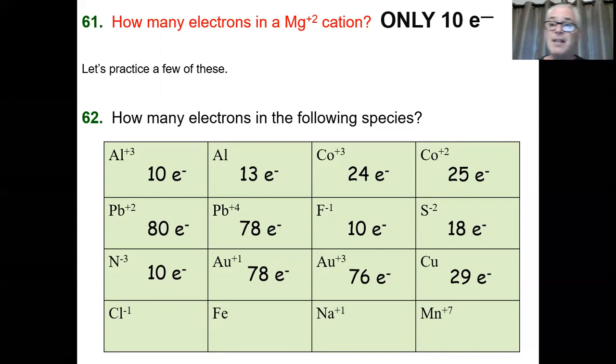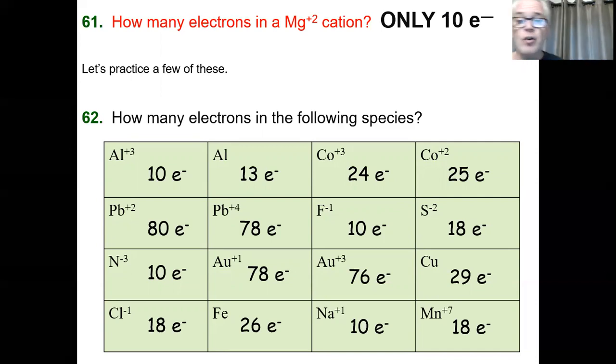Chlorine has 17 electrons, 2-8-7. But when it gains 1 electron to become isoelectronic to a noble gas, it becomes 18. Iron is element 26. That has 26 electrons. There's no charge there. Sodium has 11 electrons, but if it becomes a positive 1 ion, it loses 1, becoming isoelectronic to neon, 10 electrons. And the species called Mn+7. Mn is element 25. If it loses 7 electrons, it's down to 18 electrons.